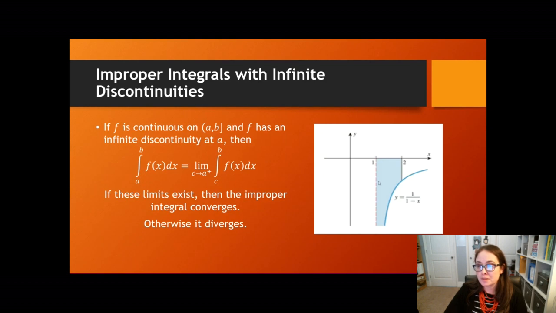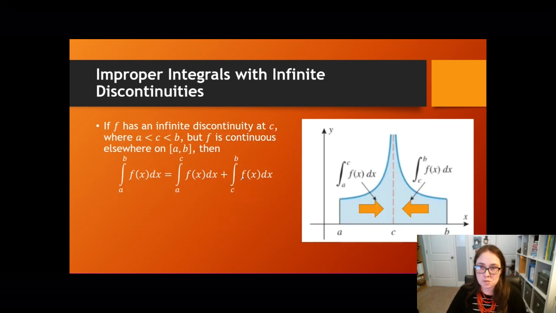Here's an example where the discontinuity is on the left side, so the lower endpoint. So same idea, I take the value where the discontinuity is and I replace it. And with this one, from inside the interval, I'm coming at that value from the right. So this is a right-handed limit. So I put that little plus there to indicate that.